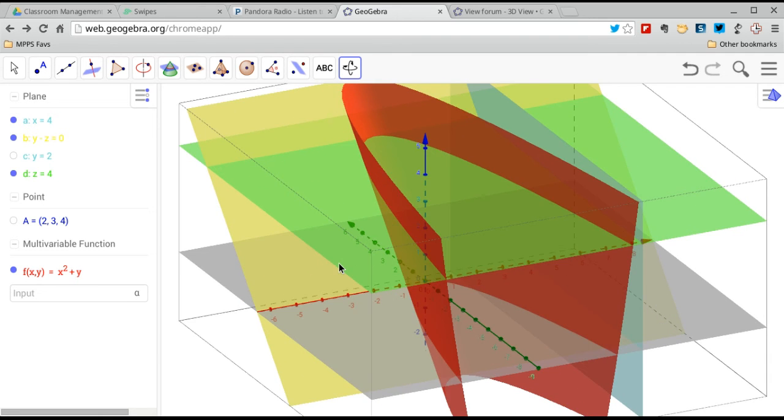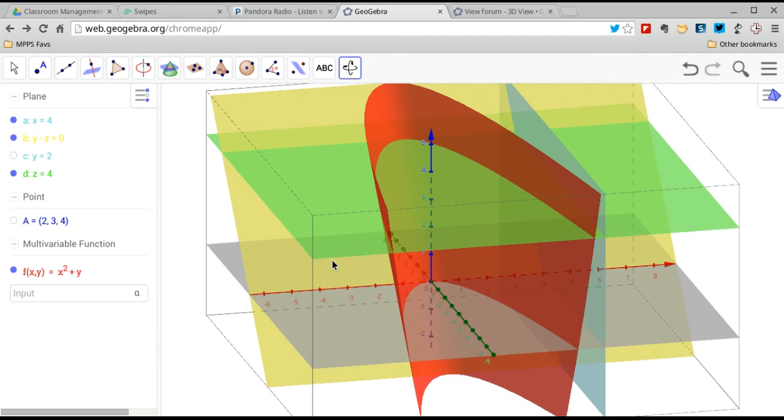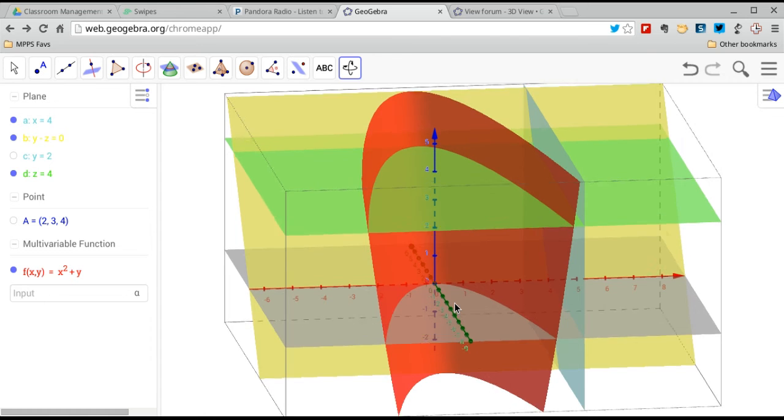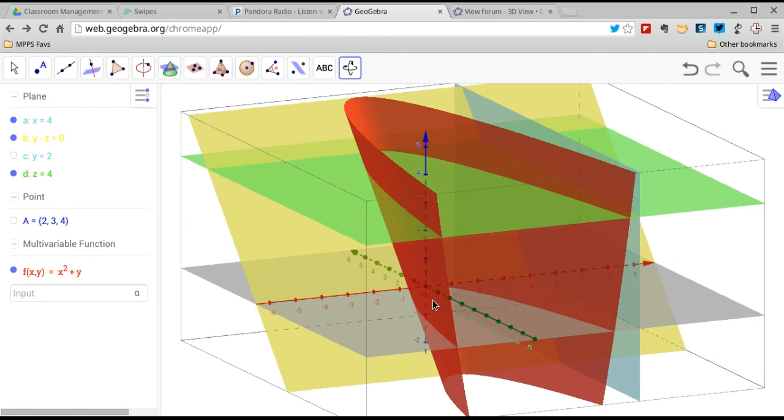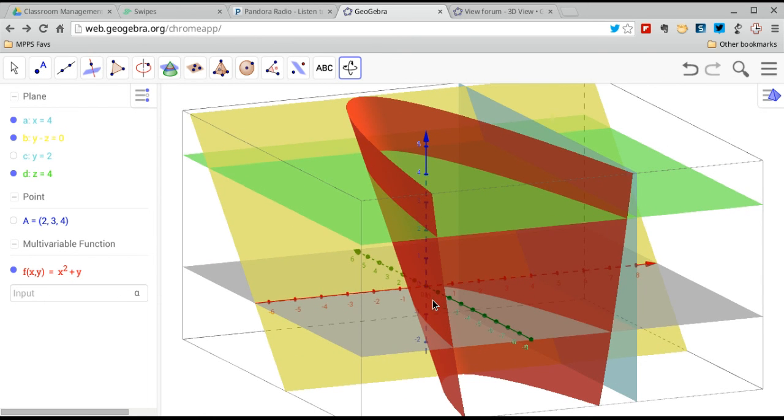So knowing behavior of functions in 2 dimensions and kind of getting a feel for the 3-dimensional functions can help you make predictions and understand what's going on in 3 dimensions. So this is just a simple example of taking something we're pretty comfortable with and applying it to a 3rd dimension.